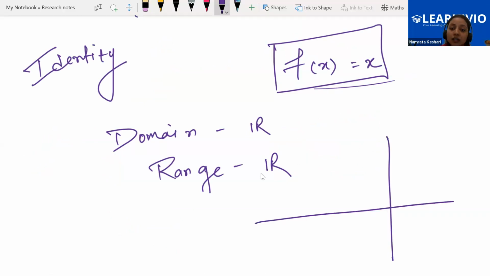How exactly will the graph look? The graph will pass through the origin. This is how the graph will look. This is the graph of the line y equals x, the identity function f of x equals x.